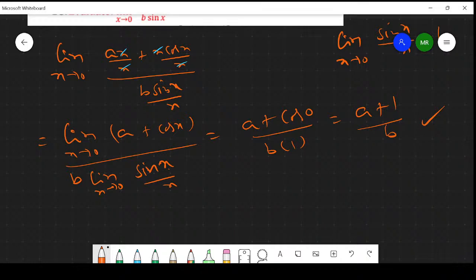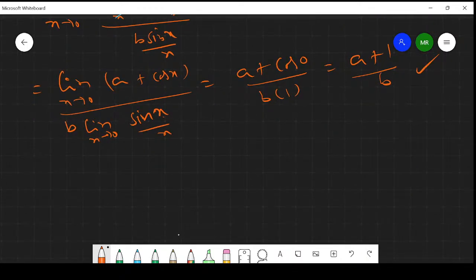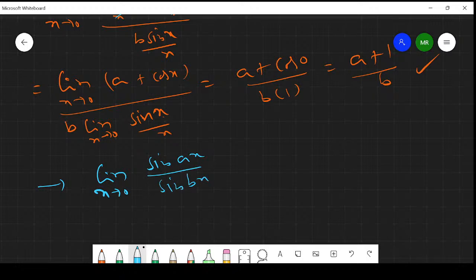See the next one. They are asking limit x tends to 0 of sin ax by sin bx. I am explaining the next problem now, an additional problem. Limit x tends to 0 of sin ax by sin bx, where a, b are not equal to 0. This is the problem.